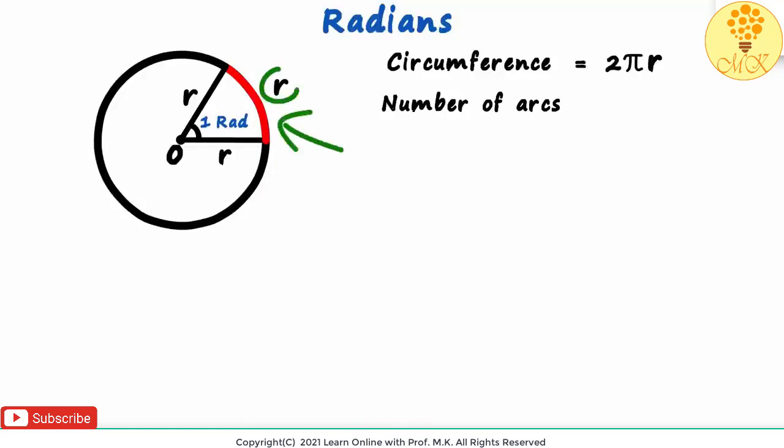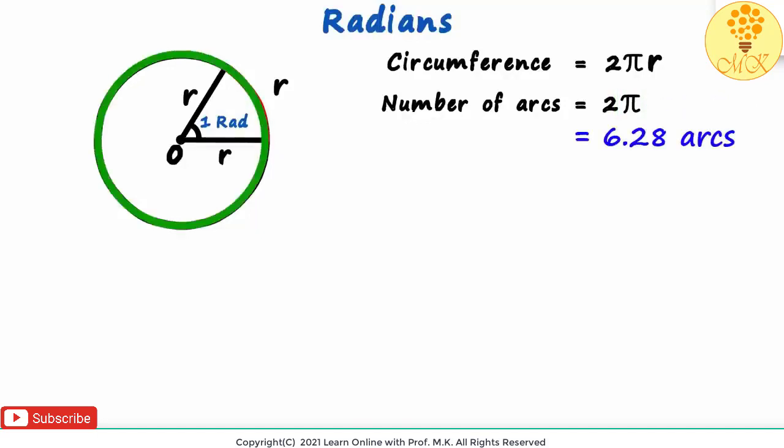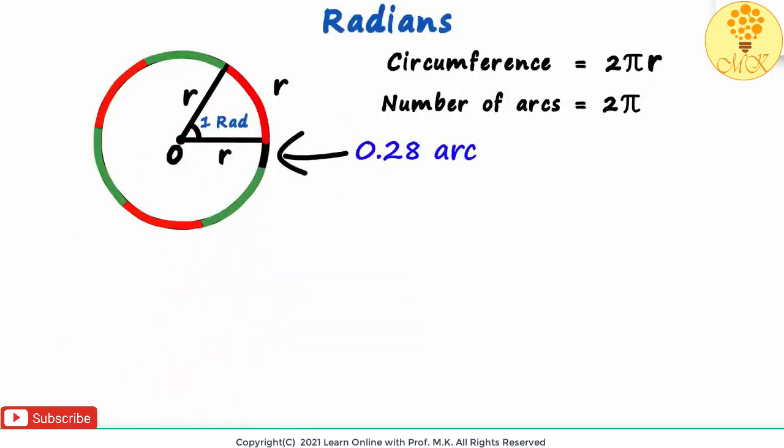The length of the arc is r and the circumference is 2 pi r. Yes, 2 pi r. It means we would need 2 pi such arcs to cover the circumference. 2 pi arcs? What does that mean? As pi is approximately 3.14, we would need 6.28 arcs to cover the circumference. How would it look? This is 1 arc, 2, 3, 4, 5, 6 and a little part left for 0.28 arc or 28% of an arc. So we need 2 pi arcs to cover the entire circumference.